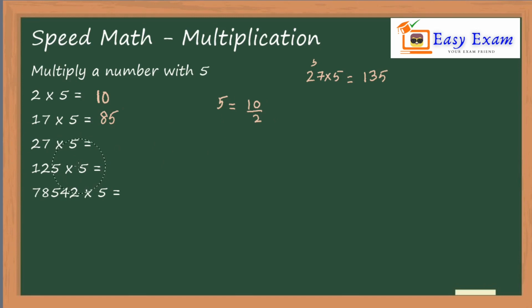So what is half of 27? It is nothing but 13.5, isn't it? So 13.5 into 10 is what? 135. Go on to the next question.